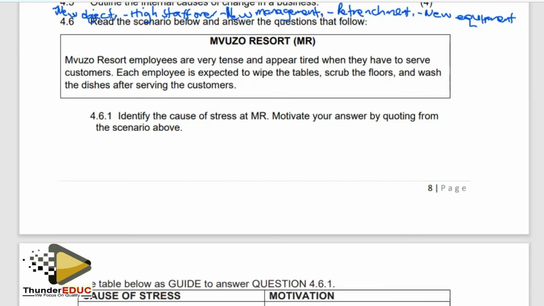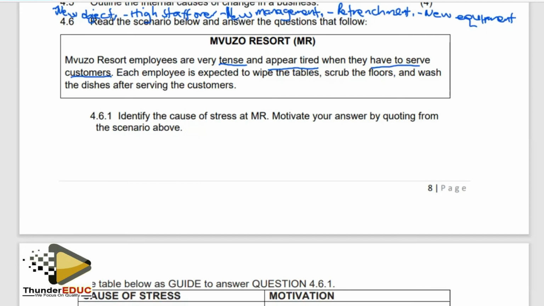There is the job result, that is the MR result. This company's employees are very tense and appear very tired when they have to serve their customers. Wow, these people are tired.